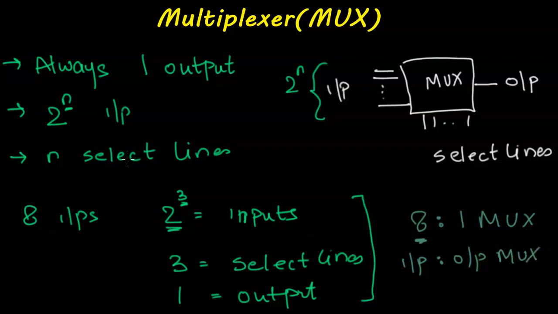And this value of 2^n can be anything. It can range from 2^1 to 2^n, and n will always be the number of select lines. So let's take an example and see the logic behind how to define a MUX. Let's start with something called a 2:1 MUX. What does 2:1 MUX mean? That means we have 2 inputs and 1 output.